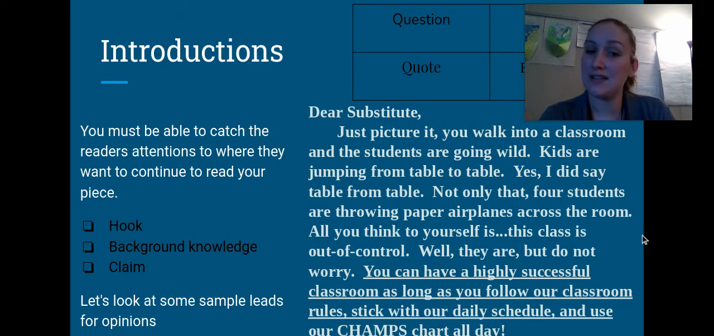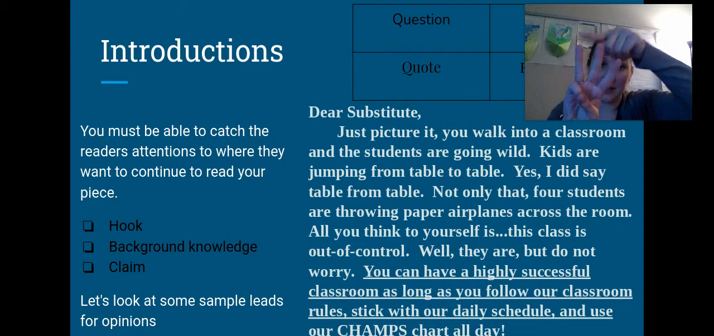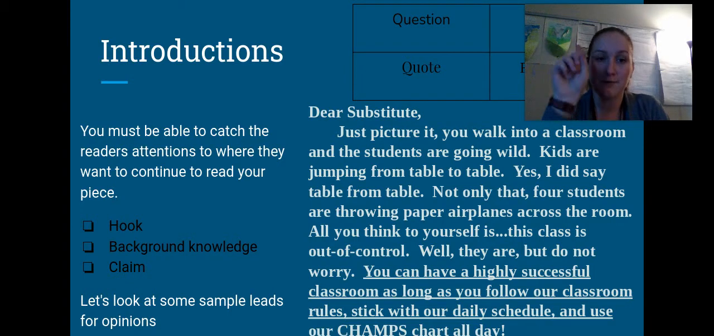This introduction doesn't have a counterclaim, but we would be thinking about what our claim is. So the claim is underlined. If you look at the claim, let's read the claim together. Everybody ready? 3, 2, 1. You can have a highly successful classroom as long as you follow our classroom rules, stick with our daily schedule, and use our CHAMPS chart all day long. There's the three details. Did you find it? Follow our classroom rules, stick with our daily schedule, use our CHAMPS chart all day long.